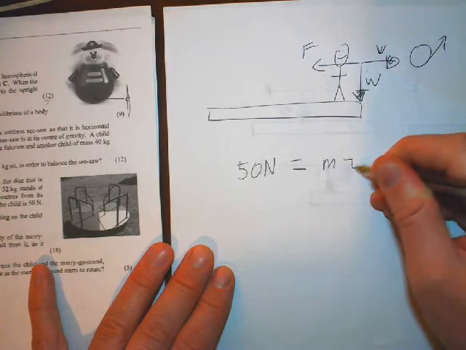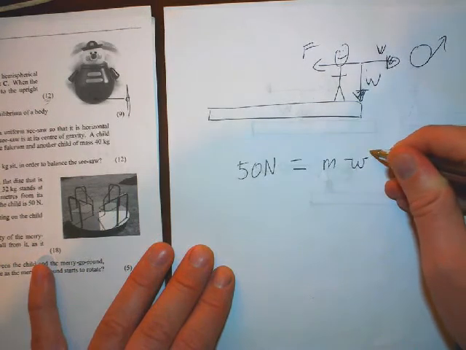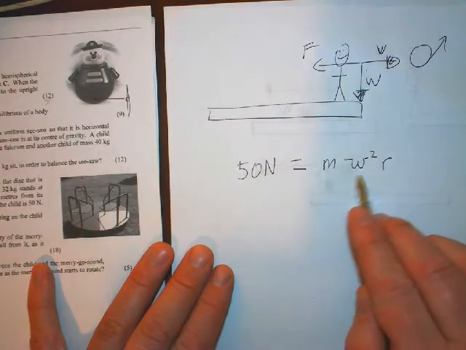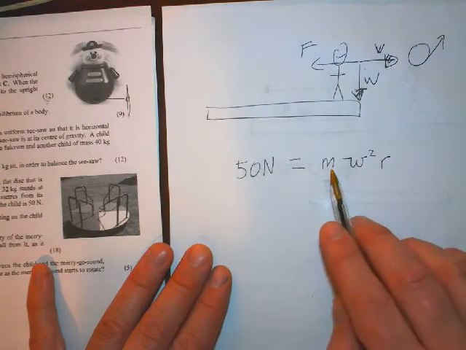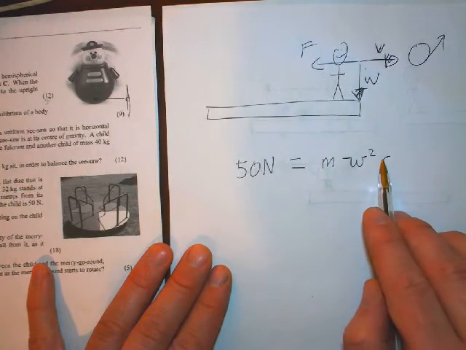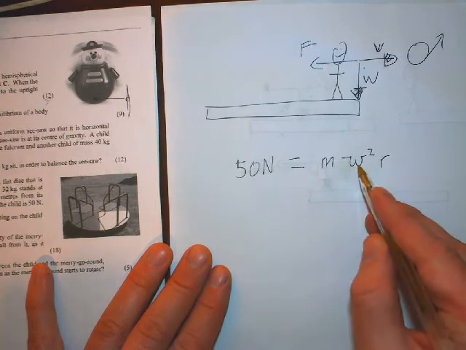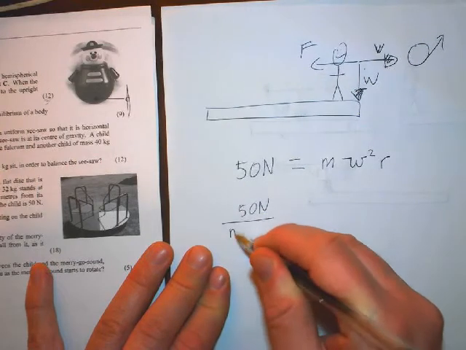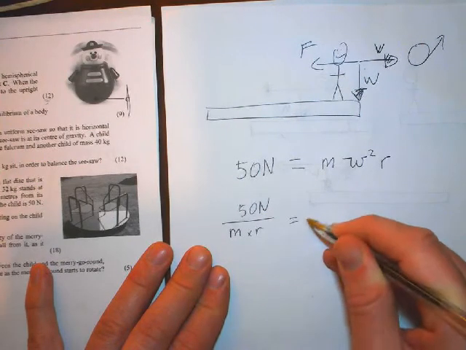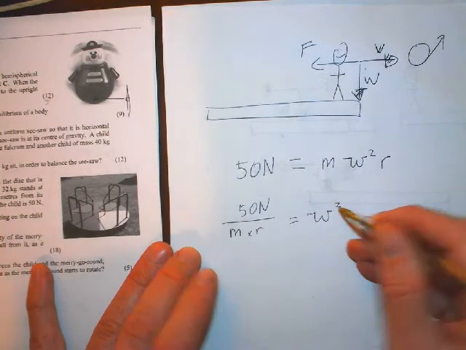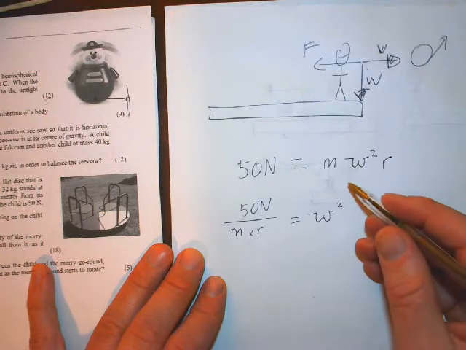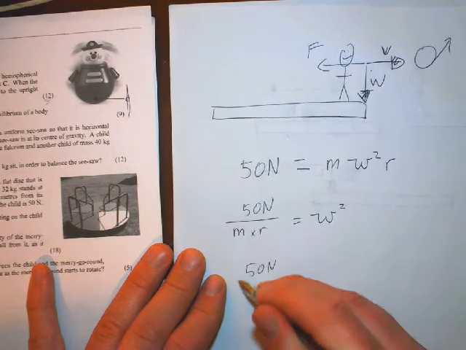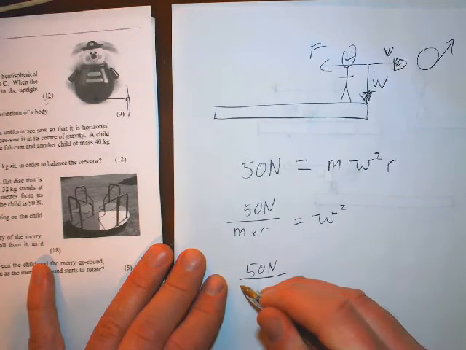The force of friction is equal to mass times the angular velocity squared times the radius. Now that's from the circular motion equations. Come back to haunt us. Now we know the mass. We know the distance because we're given it in the question. So we're looking for this fella here. So 50 newtons divided by the child's mass times the radius will be equal to the square of angular velocity. So let's get the square root of both sides.